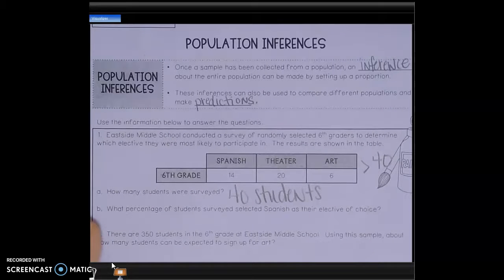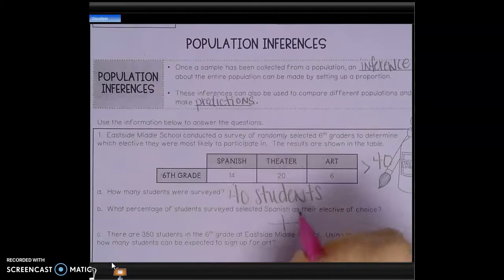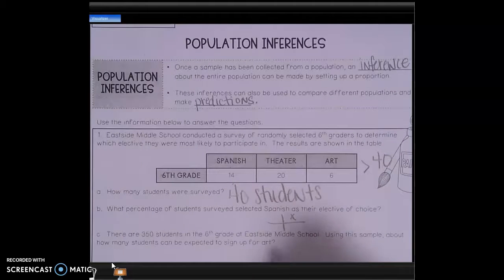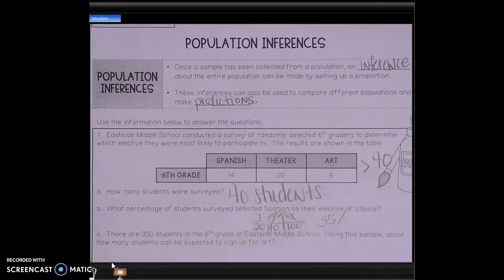What percentage of students surveyed selected Spanish as their elective of choice? So we're going to go here. 14 chose Spanish. So we're going to set up our proportion. We're looking for the percentage. Okay, so 14 out of the 40. Percents are always over 100. Both of these are divisible by at least 2, so that could be 7 and 20. I know that 20 times 5 will give me 100. So 7 times 5 will give me 35. So 35% of students chose Spanish.